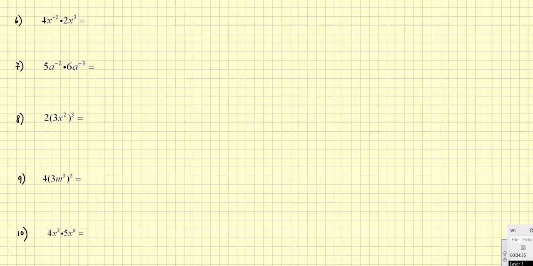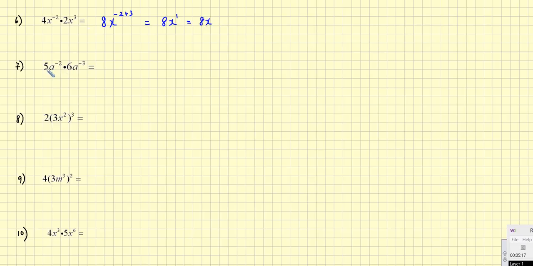Again, these are quite simple, they're not that complicated, but they do allow you to use, in some cases, more than one of the laws at the same time. So, for my next problem, I've got 4x to the negative 2 times 2x cubed. 4 times 2 will give us 8, and x to the negative 2 times x cubed is like saying x to the negative 2 plus 3. I'm just putting it in there to show it to you, but you wouldn't necessarily do this step. It would be 8x to the power of 1, which is nothing more than 8x.